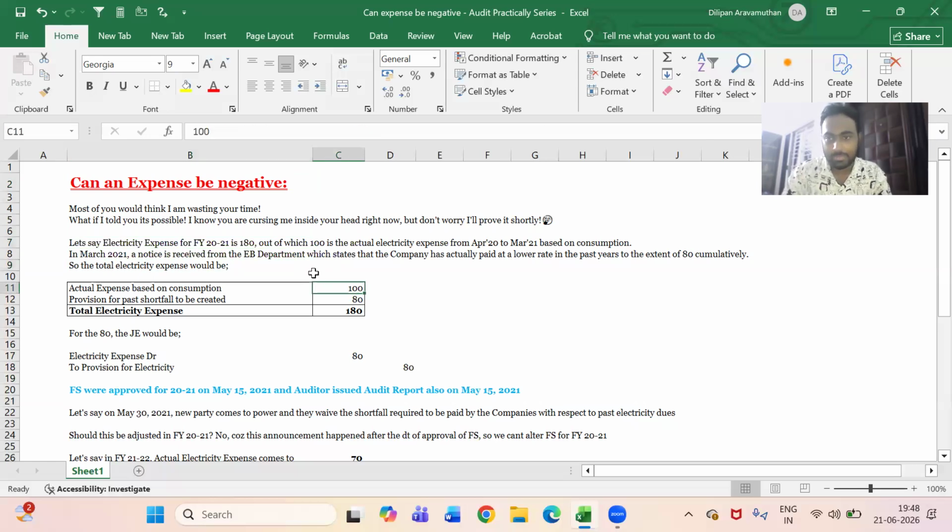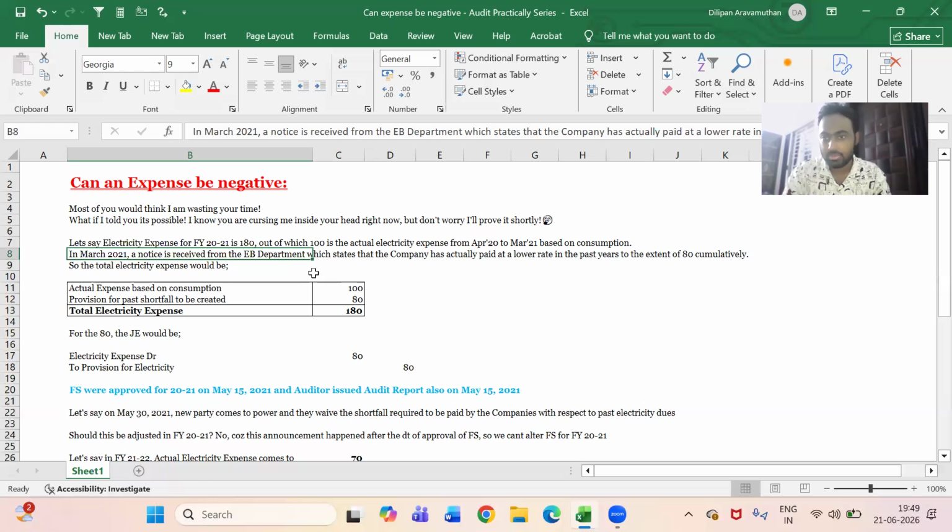And let's say what happens is in March 2021, a notice is received from the EB department, which states that the company has actually paid at a lower tariff rate in the past years, and the cumulative impact of that comes out to 80. And now the EB department is demanding the shortfall, which occurred in the prior years. So this is the scenario under discussion.